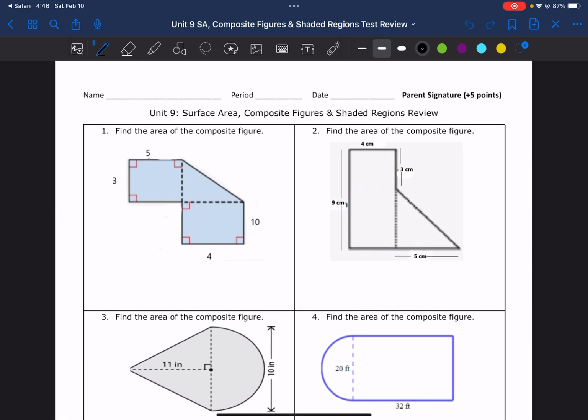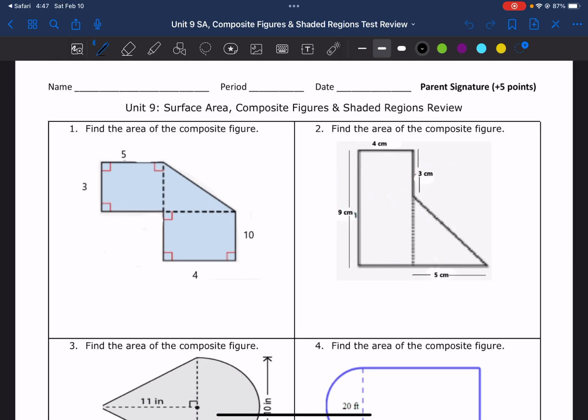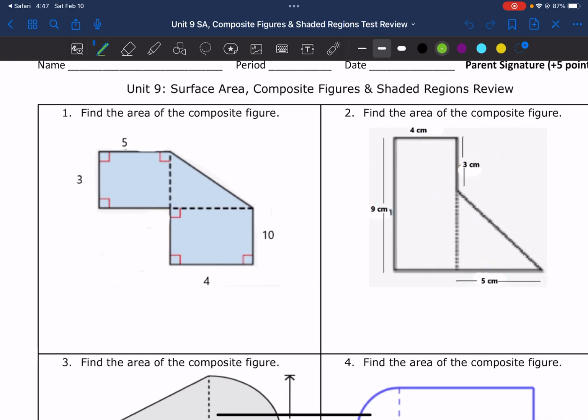I'm going to start with number 1. Okay, so there's a couple of ways that you can do this. I'm going to show you the easiest way that I can think of, which would be to start with 2 rectangles and a triangle. Now the rectangles, let me change the color of this first.